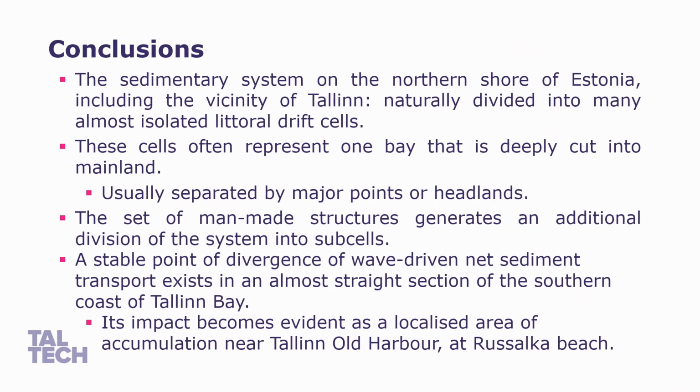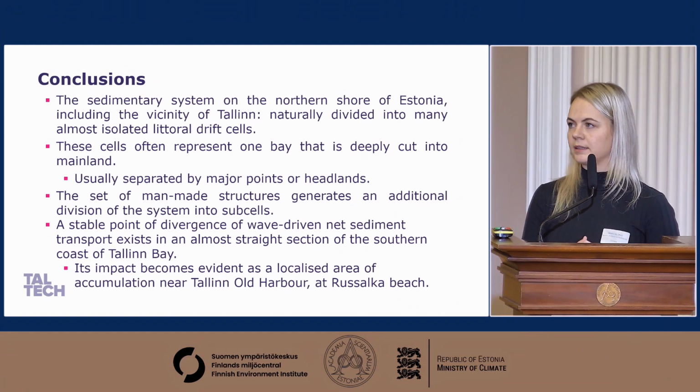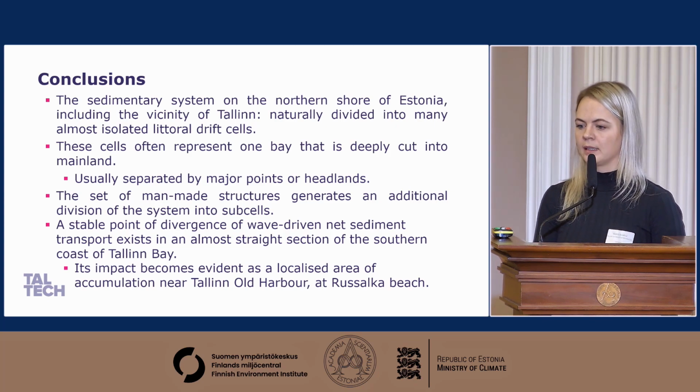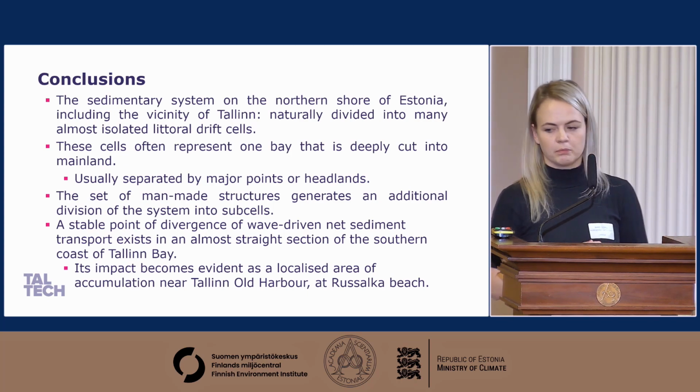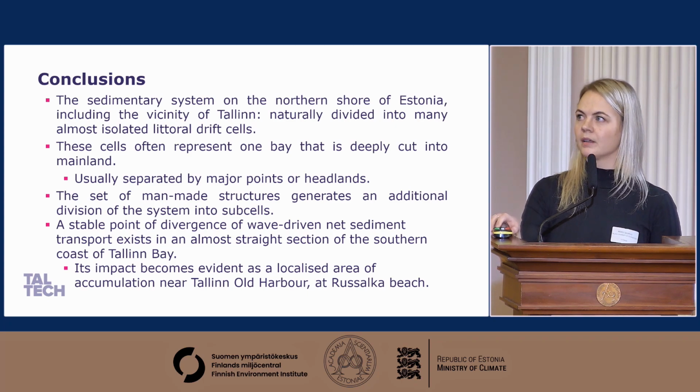And some conclusions. The sedimentary system on the northern shore of Estonia is naturally divided into almost isolated littoral drift cells. These cells often represent one bay that is deeply cut into the mainland, and these sediment compartments are separated by major headlands. The set of man-made structures generates additional division of the system into subcells, and a stable point of divergence of wave-driven net sediment transport exists in an almost straight coastal section on the southern coast of Tallinn Bay. Thank you.